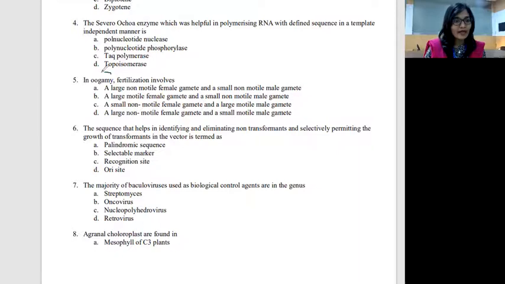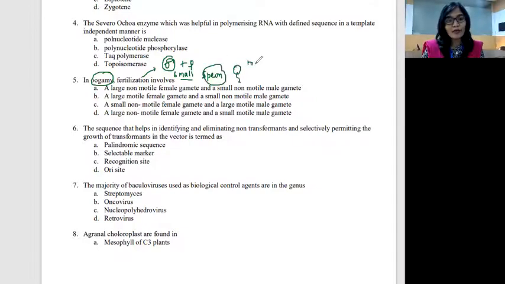So in oogamy, very important, oogamy, fertilization involves which of these? We already know what fertilization is, where the male gamete and the female gamete are going to be fused with each other. So we already know the male gametes are kind of smaller. Let's take sperm, yes, usually they are sperm, right? So if they are sperm, sperms are motile, can I say? They are motile and they are small.